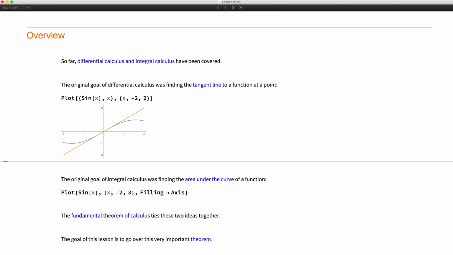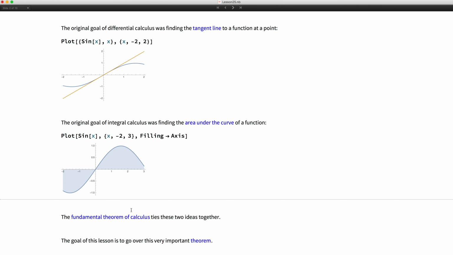Now, integral calculus, on the other hand, solves the problem of finding the area under the curve for a function. So if you look at the sine function, then it tries to find the area under this curve between the two limits over here. Now, what the fundamental theorem of calculus does is it ties these two ideas together. And in this lesson, what we'll do is to go over this very important theorem. In fact, by far, this is the most basic fact of calculus which you really should know in order to apply it in practice.